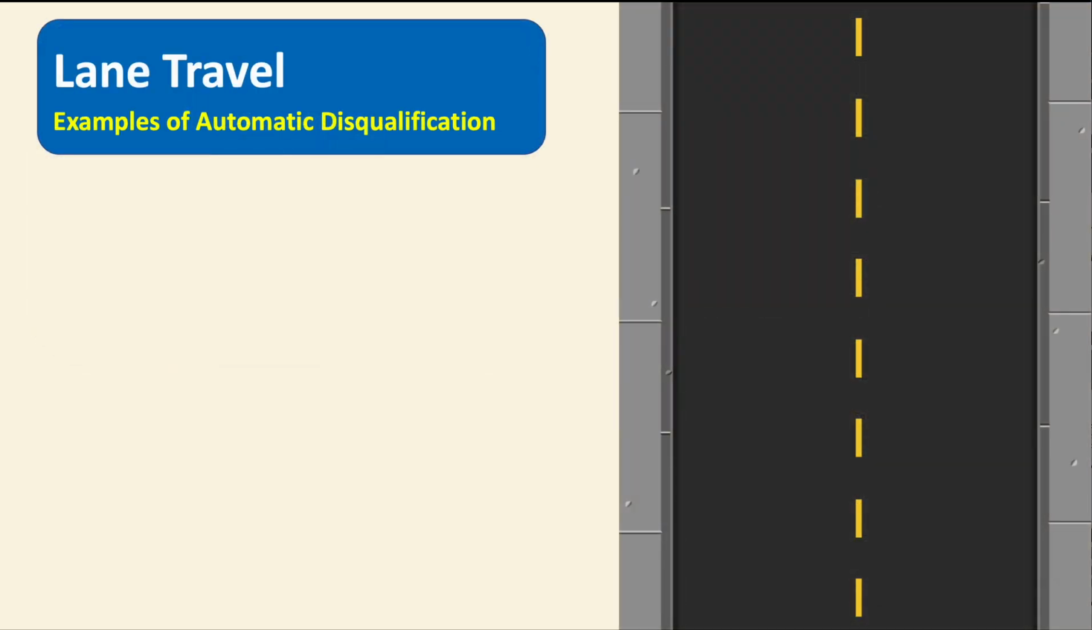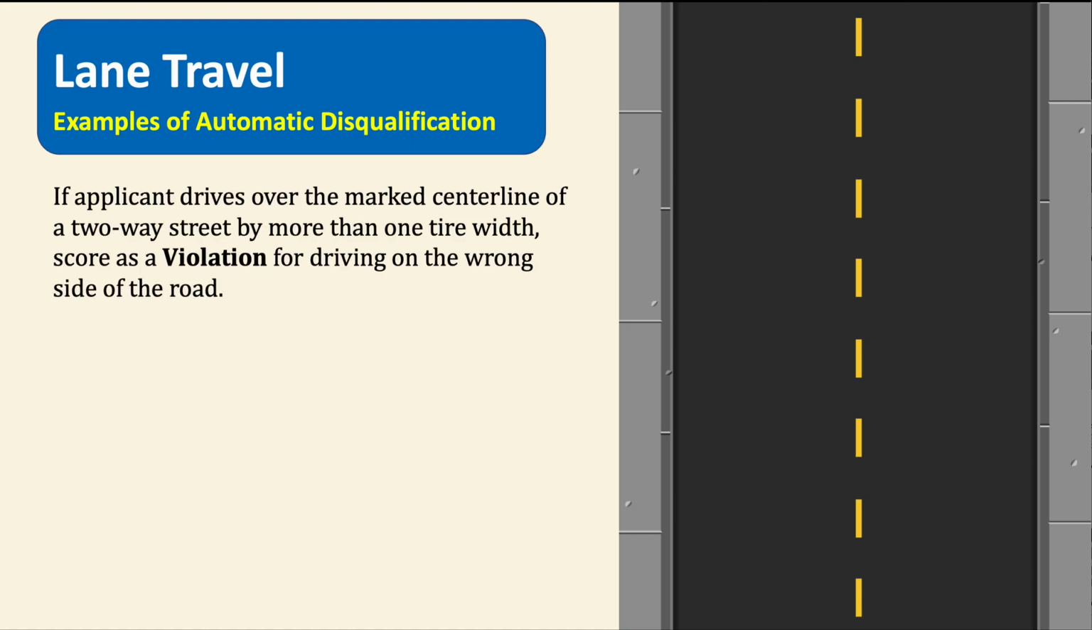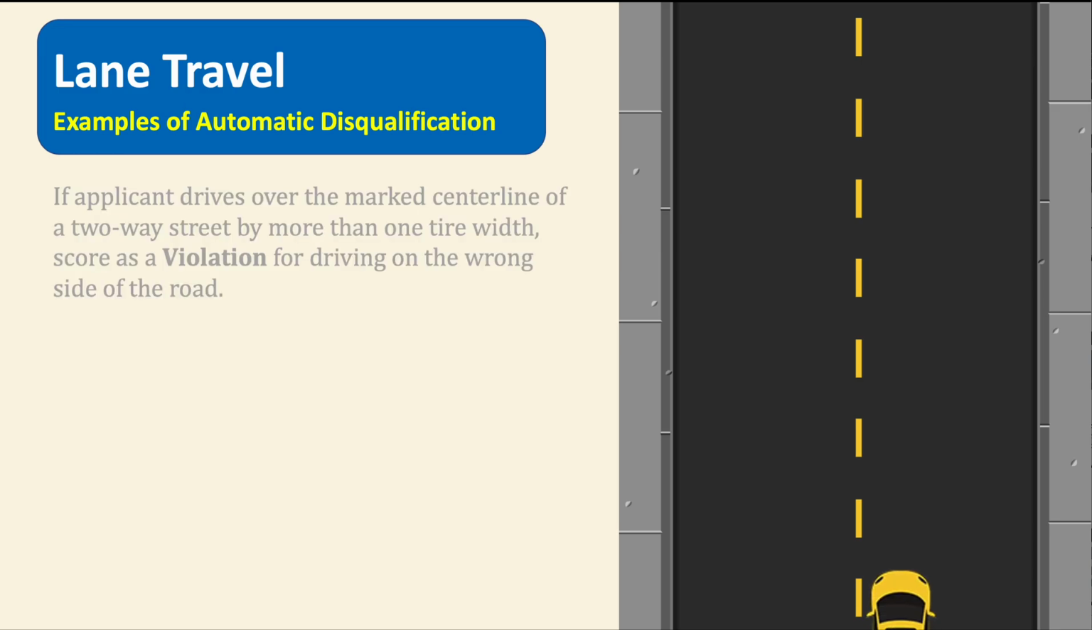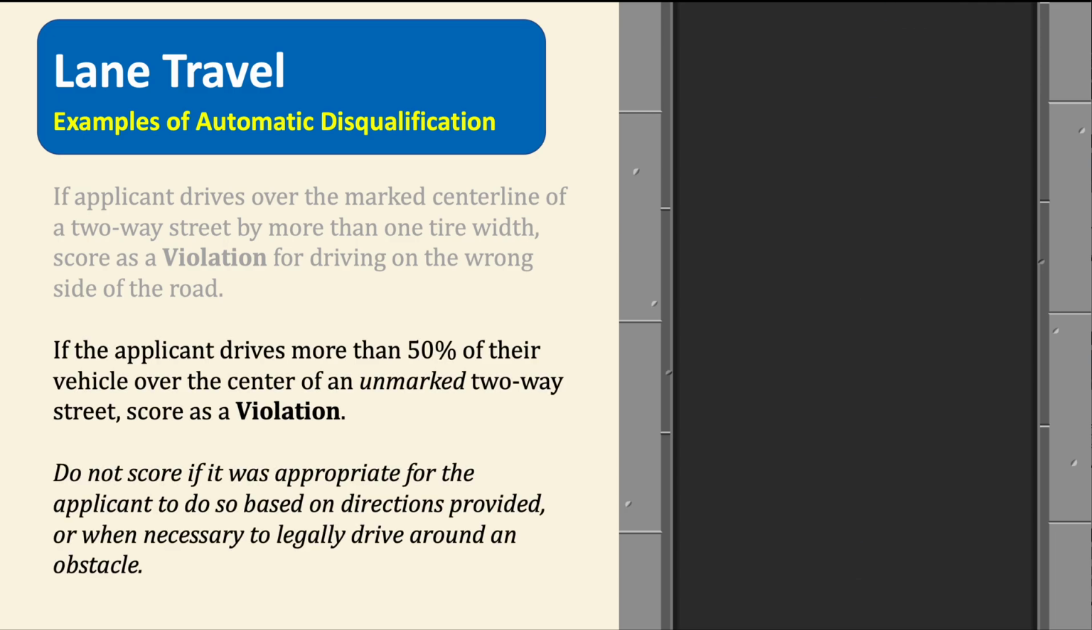So there are some examples of automatic disqualification, a little different from the previous ones we've done. If an applicant drives over the marked center line of a two-way street by more than one tire width, score this as a violation for driving on the wrong side of the road. It looks kind of like this. More than one tire width over that center line, that's a violation.